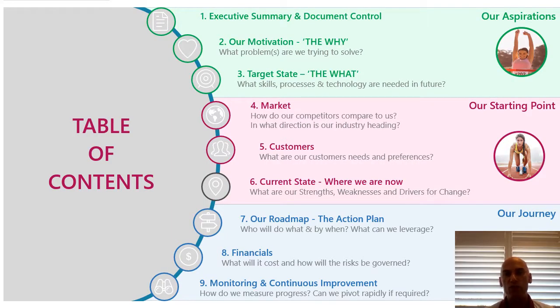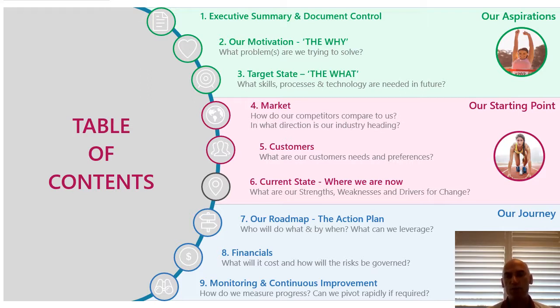When I create digital strategies, they're all unique, but they all tend to have three different components. You start with your aspirations: what you're trying to achieve, your motivation, and what your target future state looks like. You also need to understand your starting point from the perspective of, what does the market look like? What direction is that market heading in? What are the customers like? What are your current strengths and weaknesses?